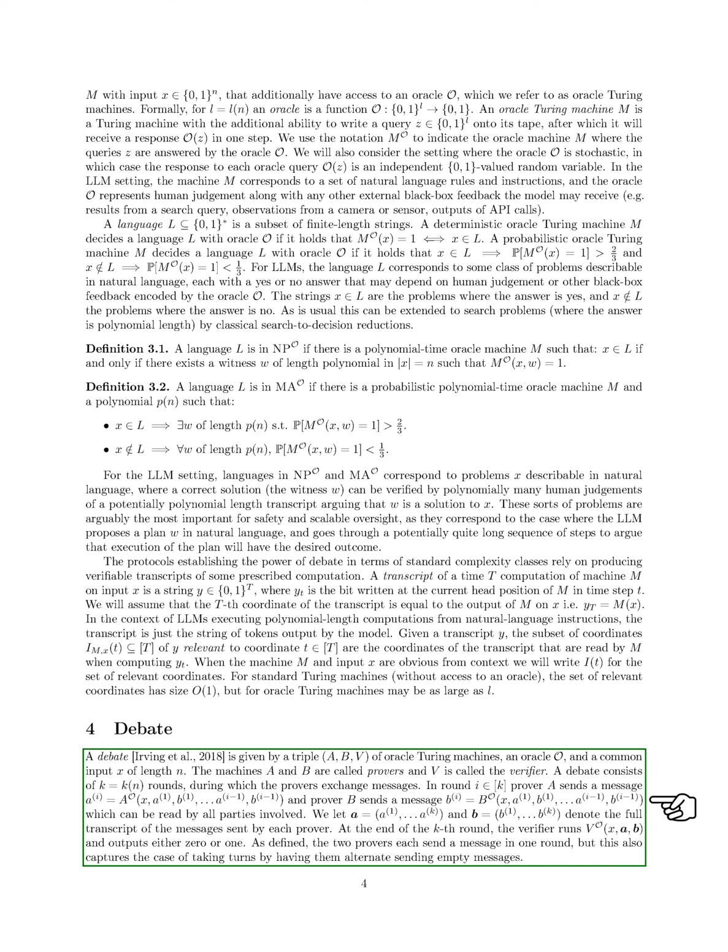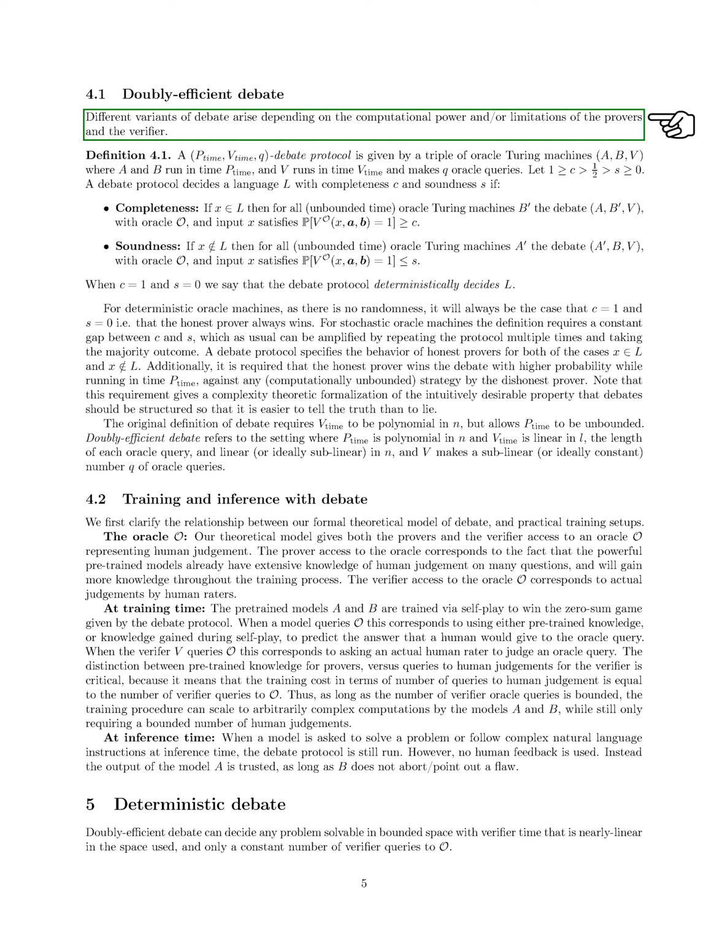The verifier, at the end of each round, processes the information and gives an output of either 0 or 1. This setup also allows for the provers to take turns by alternating empty messages. Now, let's talk about a specific type of debate called a doubly-efficient debate. This type of debate varies depending on the computational power and limitations of the provers and the verifier.